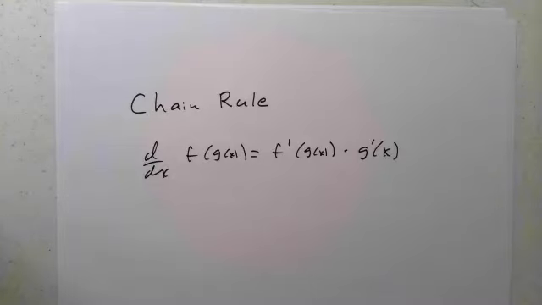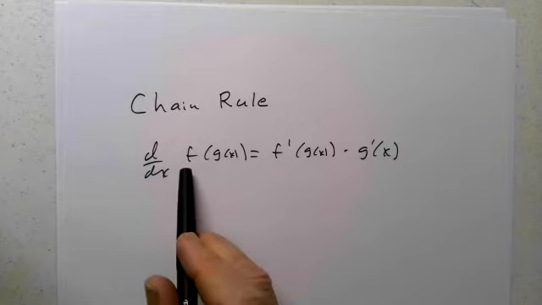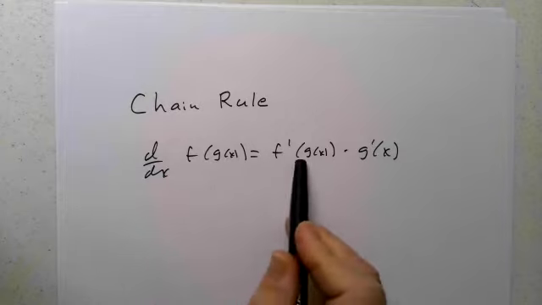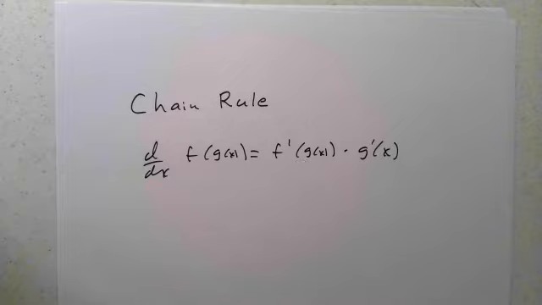So this lesson is on the chain rule, looking at it from the perspective of functions, that the derivative of some function f of g of x is f prime of g of x times g prime of x. So let's take a look at a couple examples.